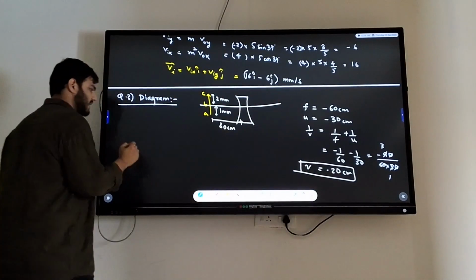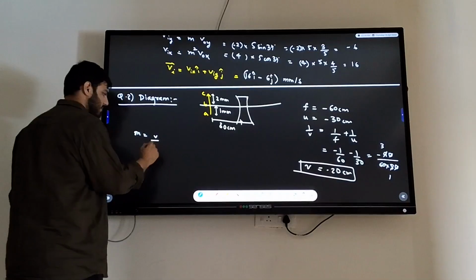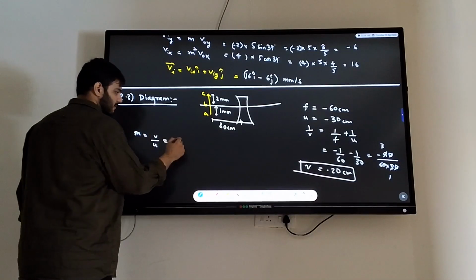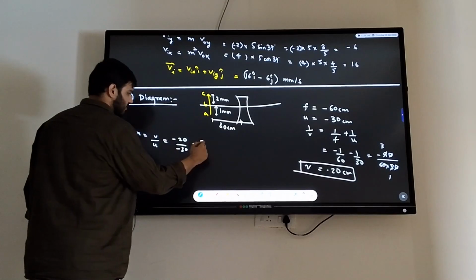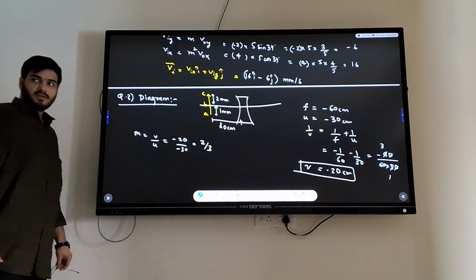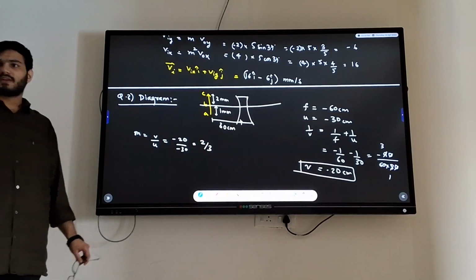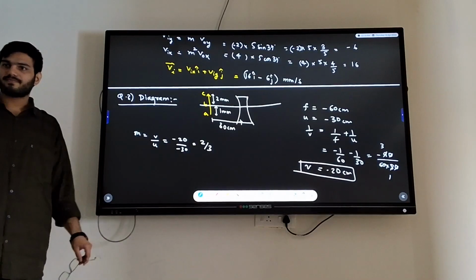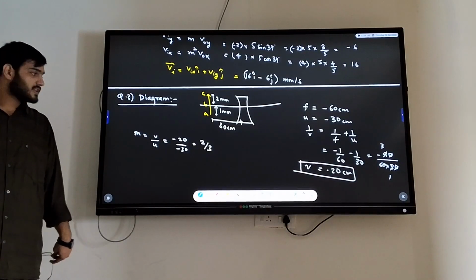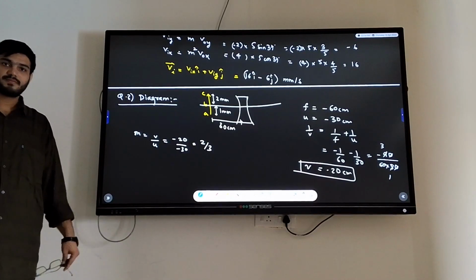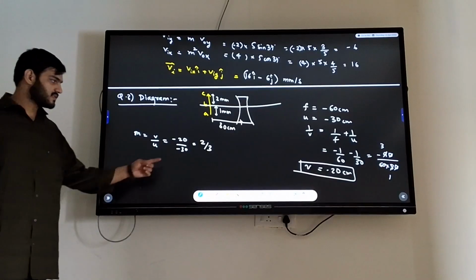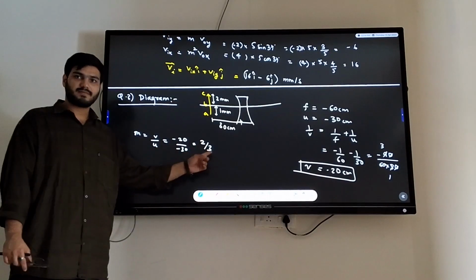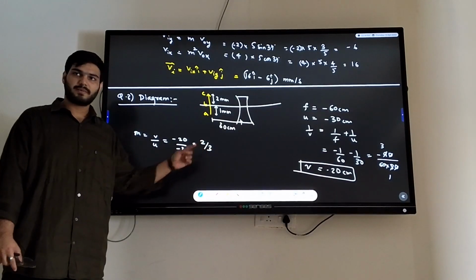And then what will you find m as? v by u. And that is going to be minus 20 divided by u. What is u? Minus 30. So this is going to be plus 2 by 3. Just by looking at the value of m, can you conclude some things? But the nature of image is what? Diminished. This is less than 1 clearly. So it's going to be diminished.